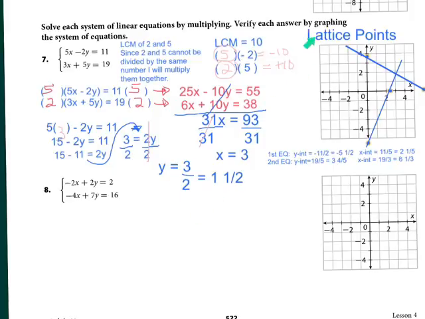Okay, you can see that I added the word lattice point, and those would be these points here. These corner points are called lattice points. Now you also can see here that I changed the 3 over 2 into a mixed number. So that means 2 goes into 3 one time with 1 remainder, so 1 divided by 2. So our point here is 3, 1.5.